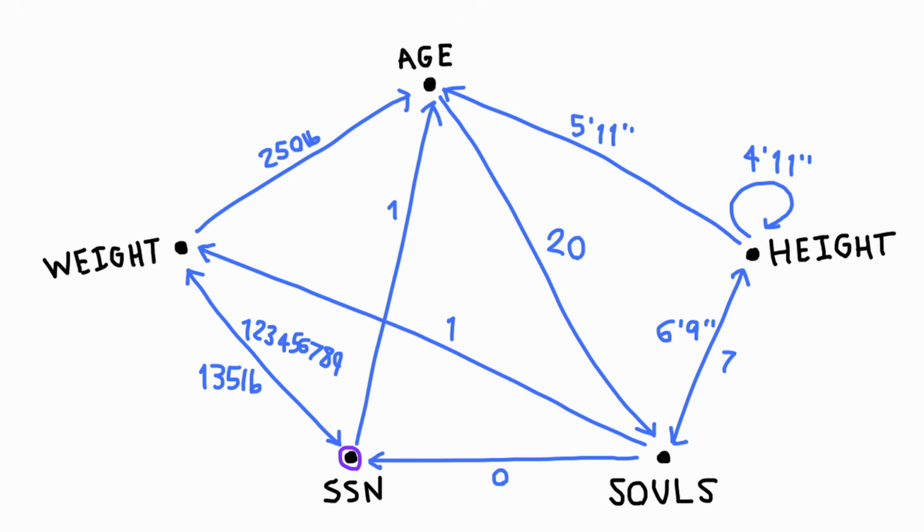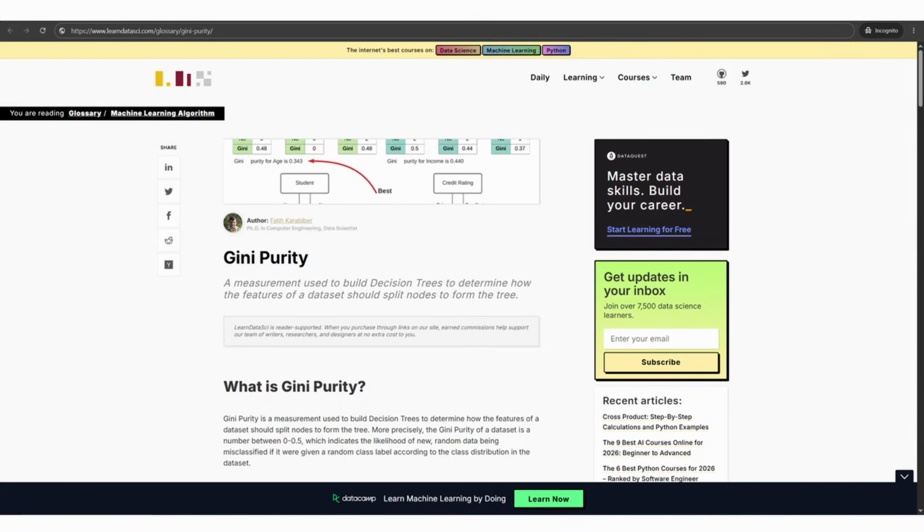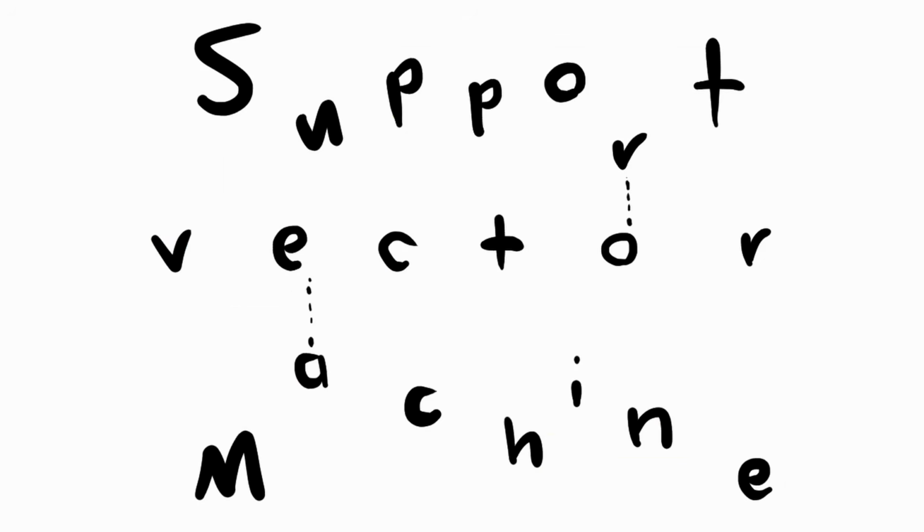Step 1. Pick random node. Step 2. Pick a random outedge and move to its corresponding node. Step 3. Repeat step 2 a total of, let's say, 10^9 + 7 times. Step 4. Pick a random outedge of the current node and output the most common class label of all the data points corresponding to that outedge. Step 5. Calculate the Gini purity or whatever.